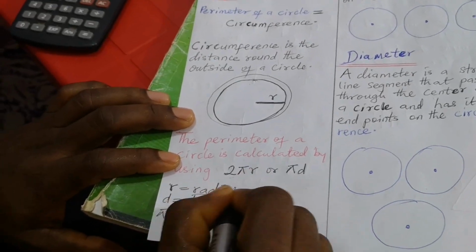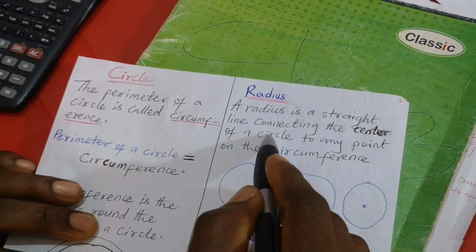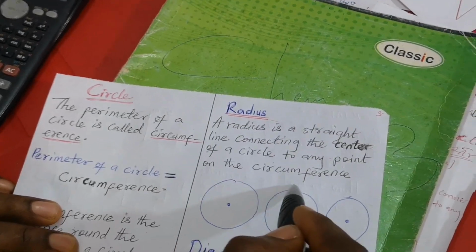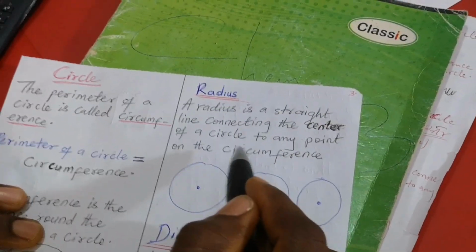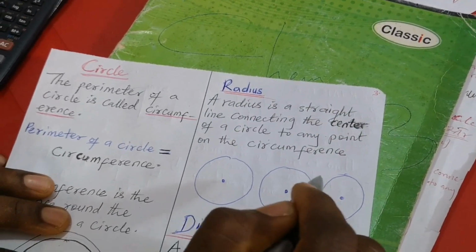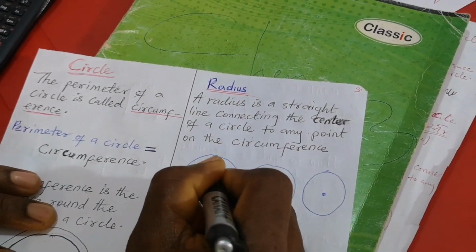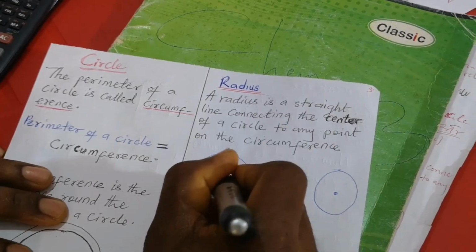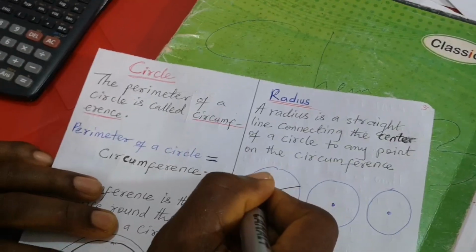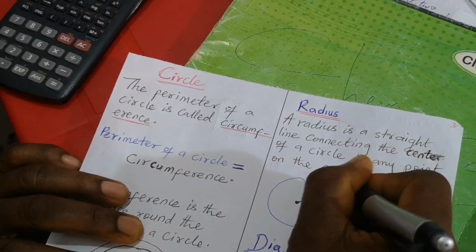Let's go to radius. What is radius? A radius is a straight line connecting the center of a circle to any point on the circumference. I have several circles here. This is the center of this circle. If I draw a line from here to the circumference, remember what circumference is. This circle, this is the circumference of the circle.